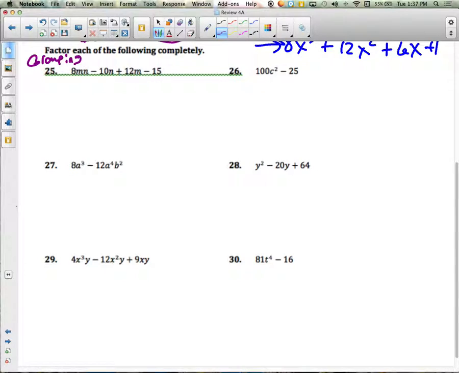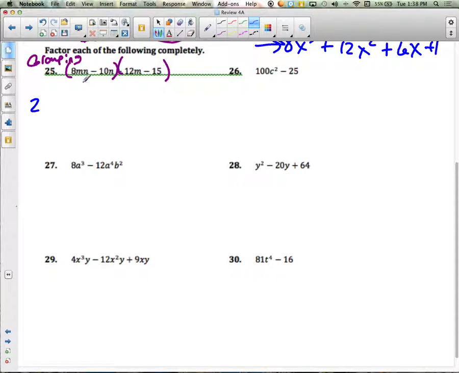Be able to recognize that. 4 terms, grouping. So I'm going to group the first 2, group the last 2, and then when you're grouping, you go to each group and you look for the greatest common factor. So I have an 8 and a 10. So what would divide into 8 and 10? The largest number would be 2.